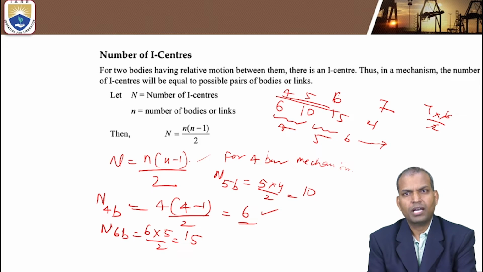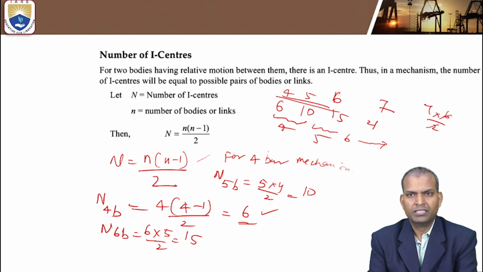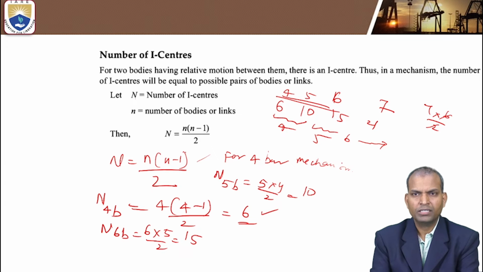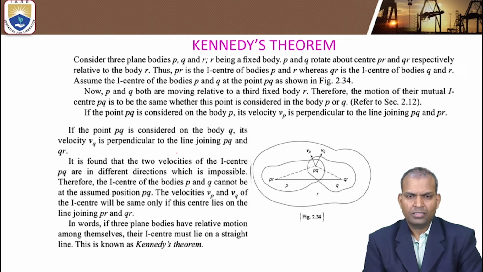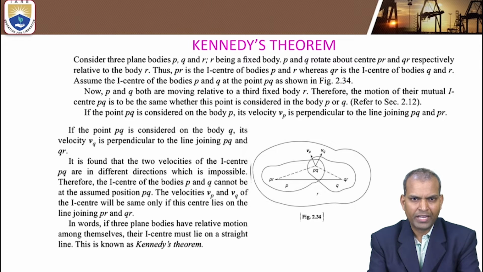Now, this is the formula for number of eye centers. That is, n equal to number of eye centers equal to n into n minus 1 by 2. Very important. Next, in order to define the location of eye centers, or in order to find out the different types of eye centers, there is a theorem. That theorem is known as Arnold-Kennedy's theorem.